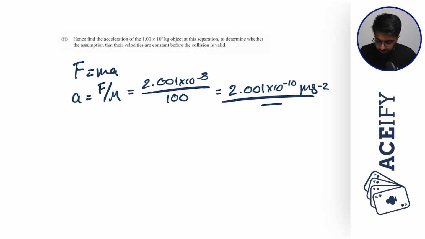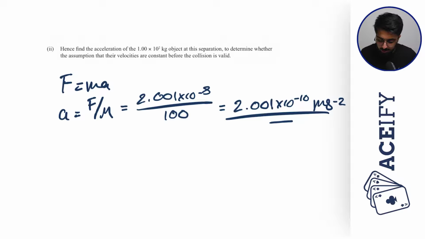There we go. Now, determine whether the assumption that the velocities are constant before the collision is valid. Now, there are two ways to answer this. Either we can say that it is valid, or that it isn't valid. Both are marked as correct in the marking schedule, you just simply have to justify it.